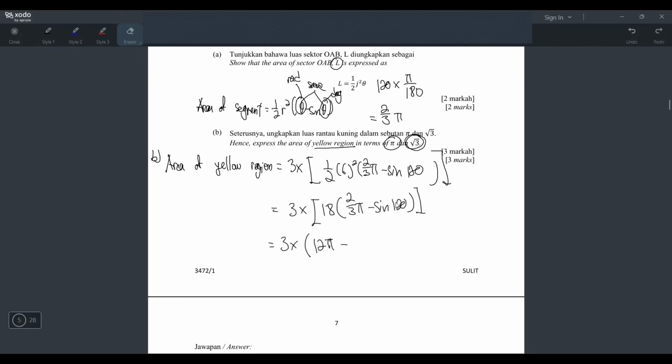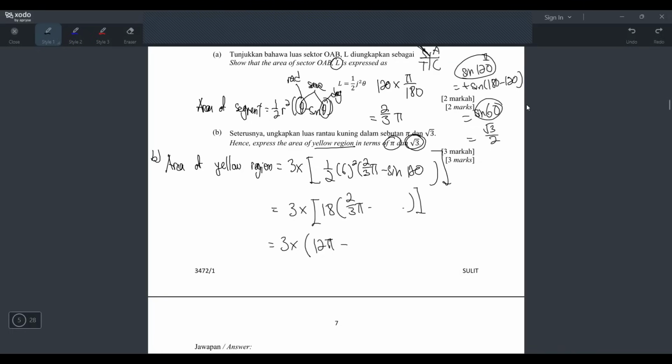Sine 120 is actually how much? Because this is quadrant 2, how do we change to quadrant 1? 180 minus the angle. And since it's the second quadrant, using ASTC, in the second quadrant only sine is positive. So here it will be positive. So it's the same as sine 60. Sine 120 and sine 60 are the same thing. And what is sine 60? 60 is a special angle. Sine 60 is root 3 over 2. Sine 60 and cos 30 will give you the same answer.